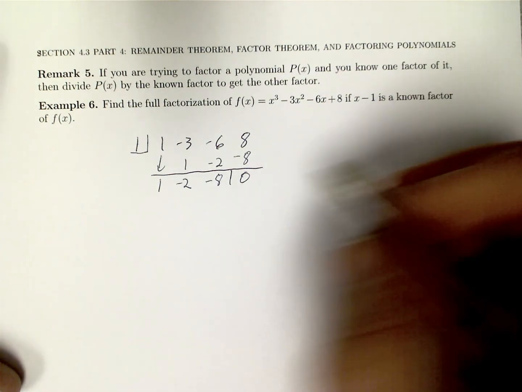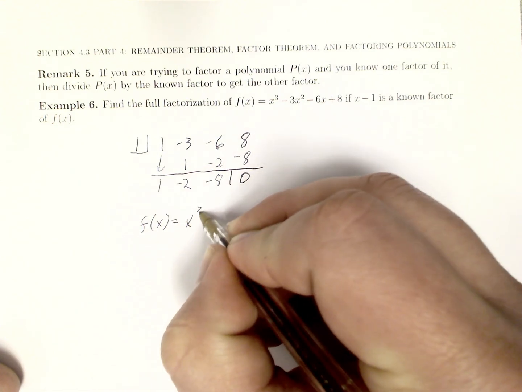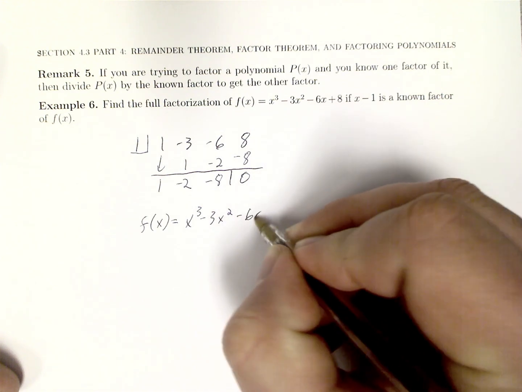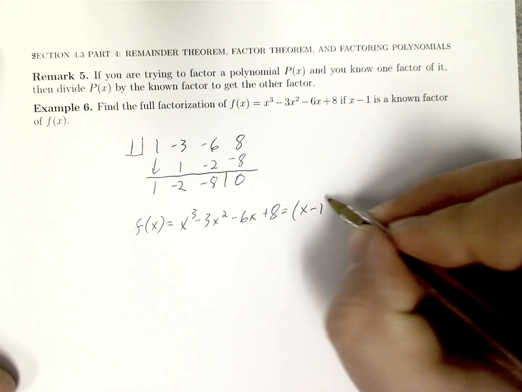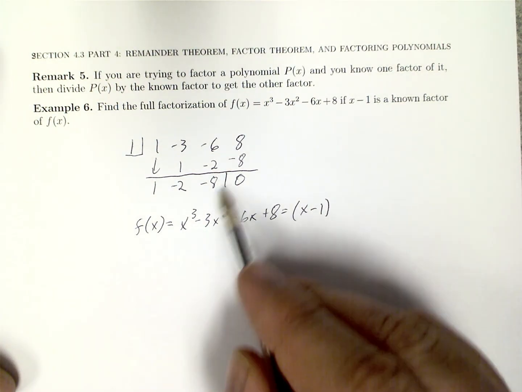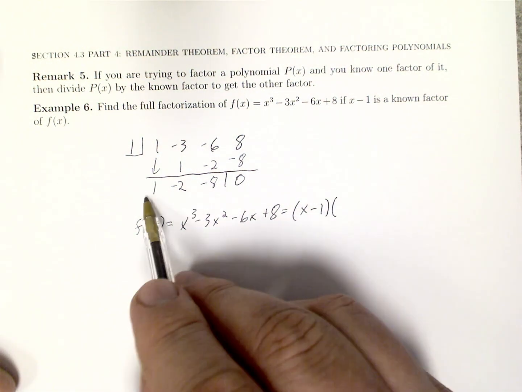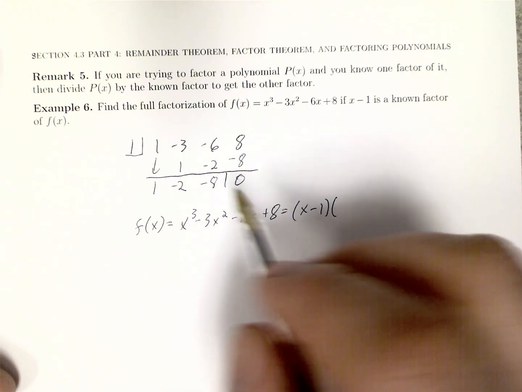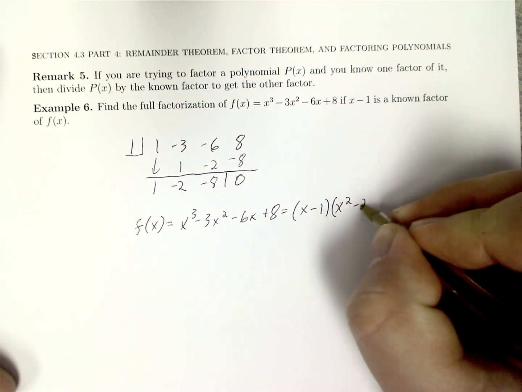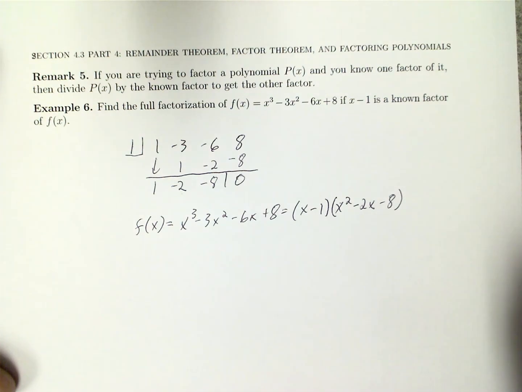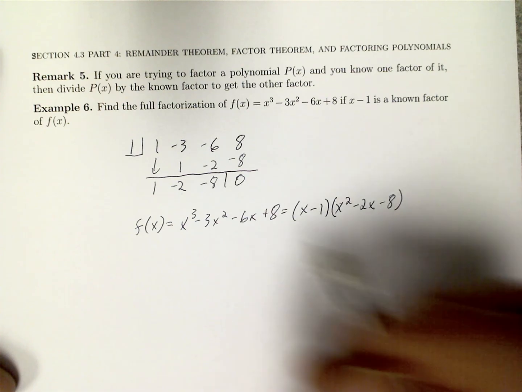So, what is f of x equal to? Well, it's x cubed minus 3x squared minus 6x plus 8. But we know that we have x minus 1 as a factor. And now that we did division, we know that the quotient is also a factor. So what is this polynomial? It's degree exactly 1 less than this, so instead of degree 3, it's degree 2. So it's 1x squared minus 2x minus 8. So x squared minus 2x minus 8. And we factored this into this successfully.